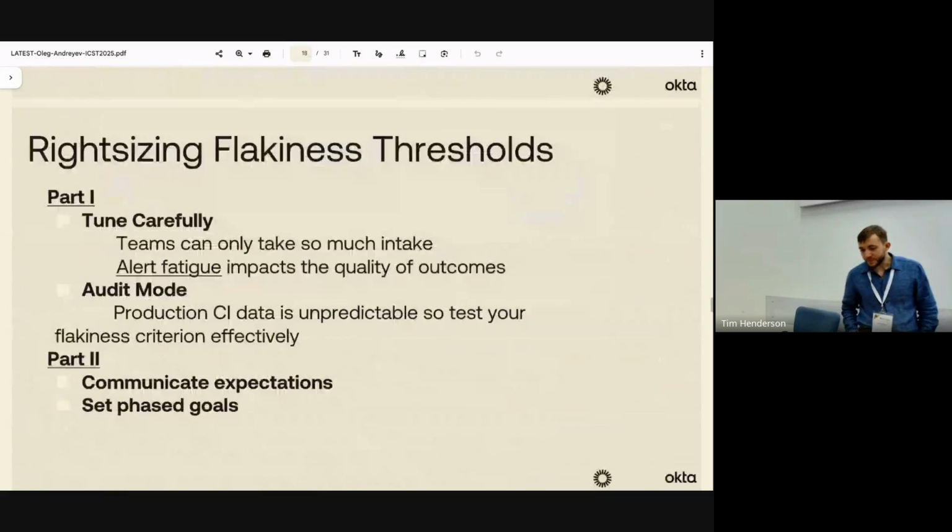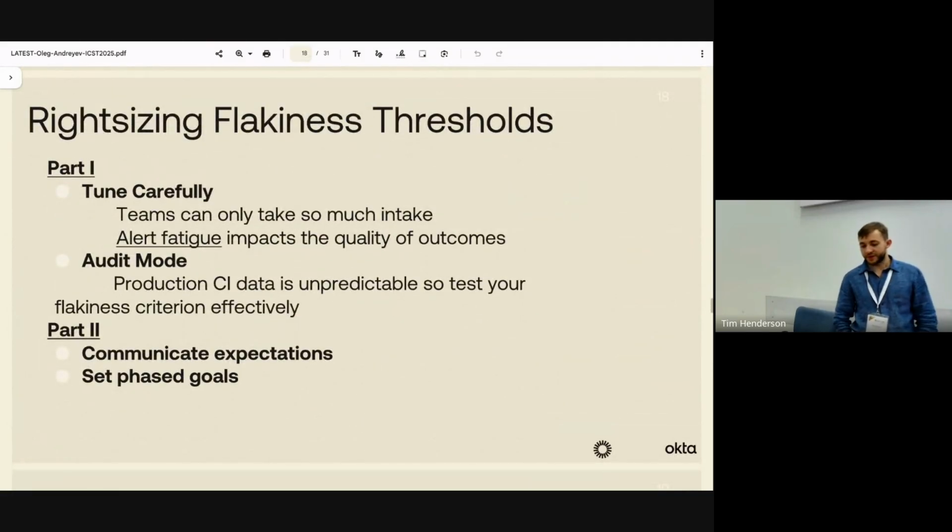Let's move on. So what did we learn? Alert fatigue really impacts the quality of the outcome. Teams can only take so much input before they start doing bad, low quality things.